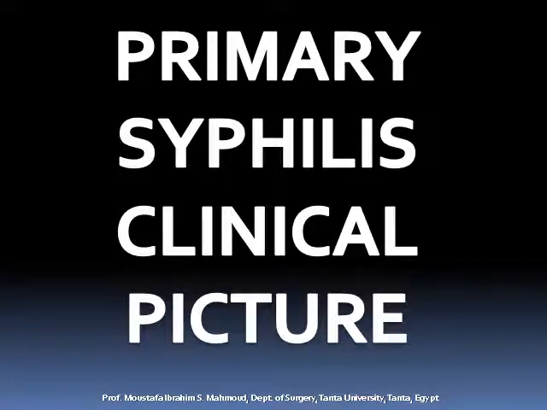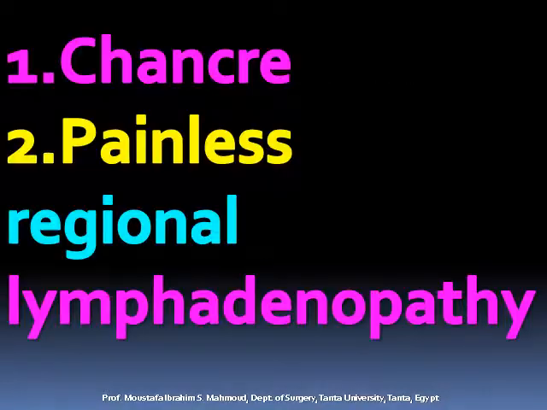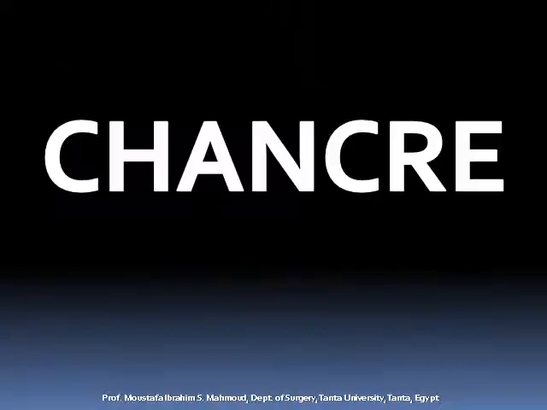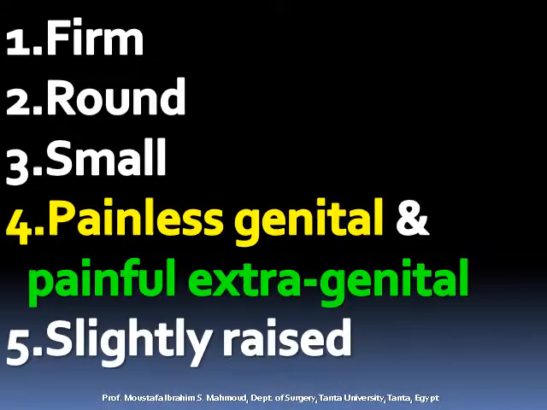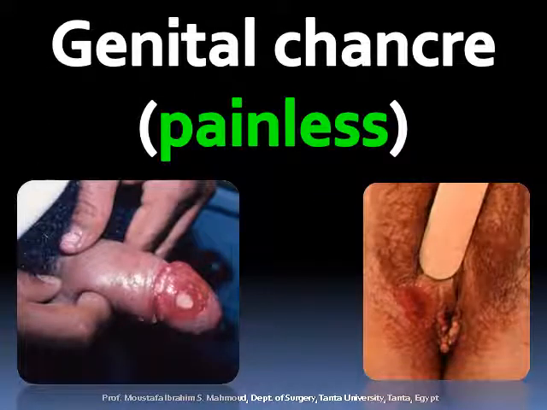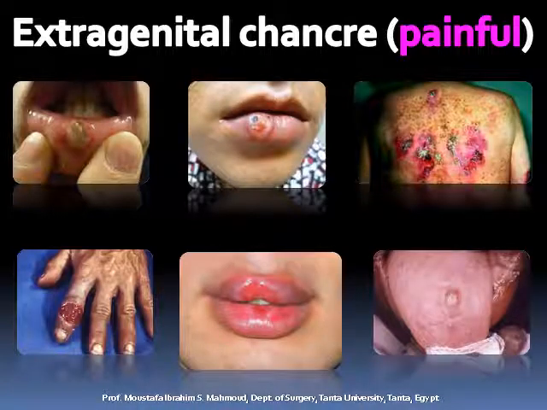Primary syphilis clinical picture: chancre, painless regional lymphadenopathy. The chancre is single, round, small, painless if genital and painful if extragenital, and it is slightly raised.